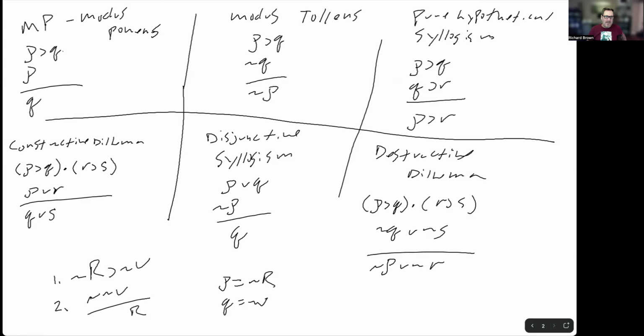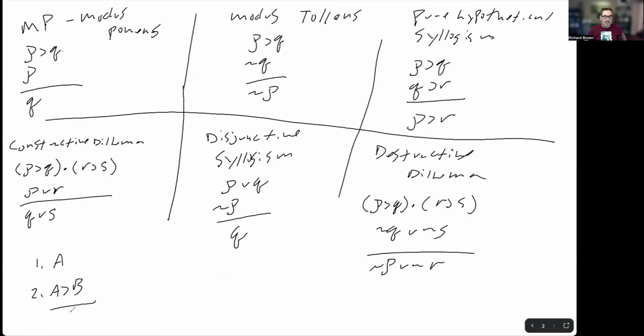Also, the final thing that I'll mention just before we go on is that the order of these premises as they're presented up here doesn't matter. So what matters is the pattern. So if you had something that said A and the second premise said A horseshoe B and the conclusion was B, this is a version of modus ponens, even though the first premise is not A horseshoe B.